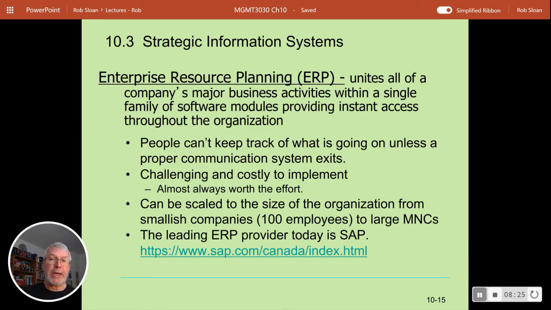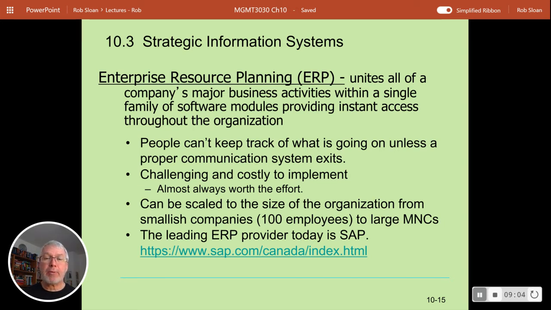Enterprise resource planning, or ERP systems, are very important in large businesses now, where they unite all of the company's major business activities within a single family of software modules. It provides instant access to everybody in the organization. We know that people can't keep track of what's going on unless they have proper communication systems. So it's challenging and costly to implement these types of systems, but it's almost always worth the effort. There are some systems built for smaller companies, but large and multinational companies in particular use them so that they can share the information all over the world.